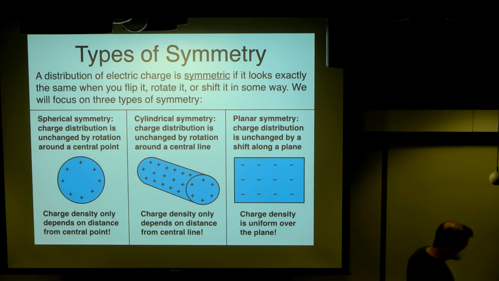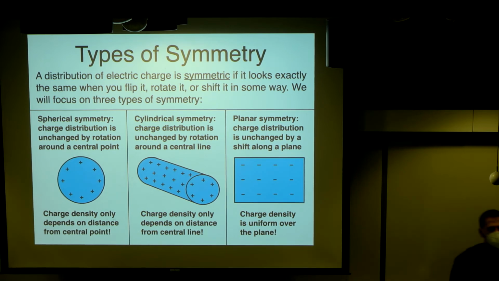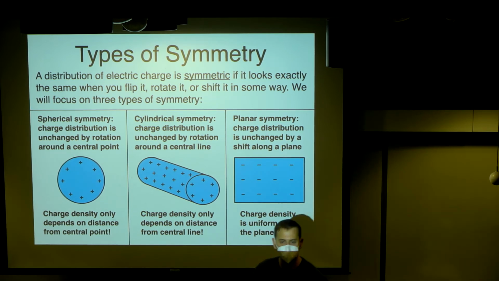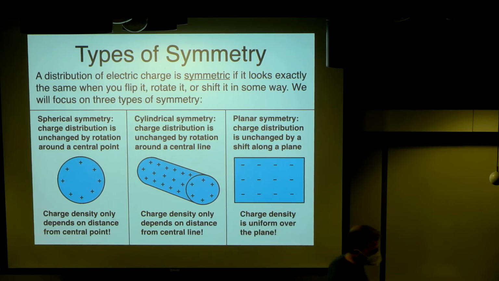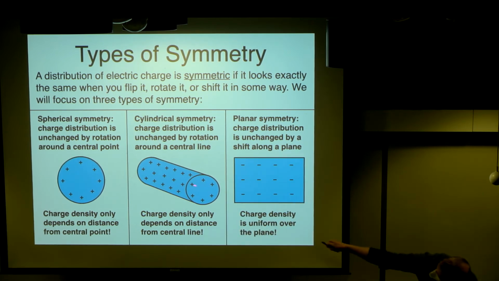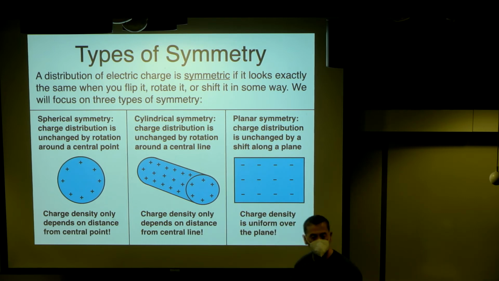Okay, so actually with this, let's get out our classic cylinder. If it has cylindrical symmetry, it means if I rotate it around a central line this way, it remains unchanged. That's the idea.